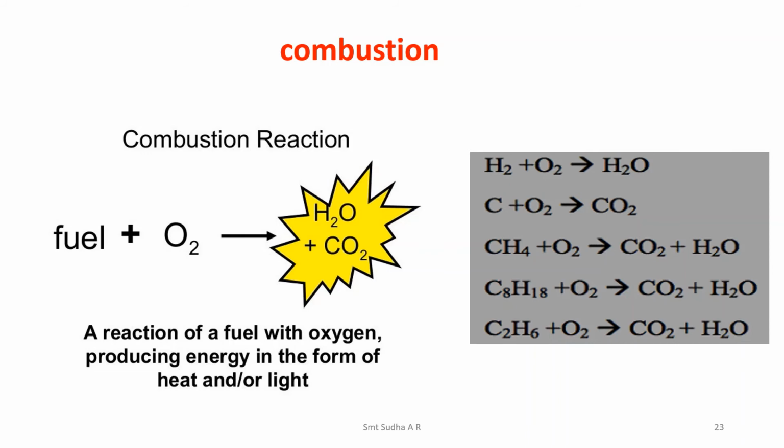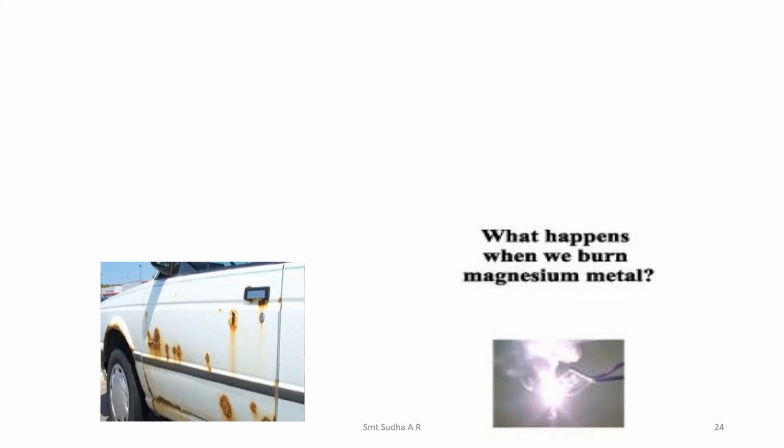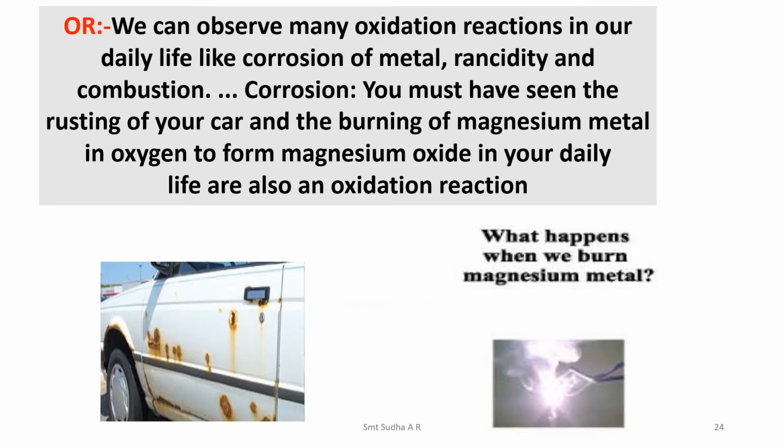So here I have listed a lot of examples of combustion reactions. I think you have understood better after observing that every element or compound combines with oxygen and forms an energetic substance with the liberation of a lot of energy in the form of light and heat. Let us observe these pictures. Already you know that corrosion of metals is something we see in our day-to-day life. We can observe many oxidation reactions in our day-to-day life, like corrosion of metal. Here is the picture which helps us understand the corrosion.